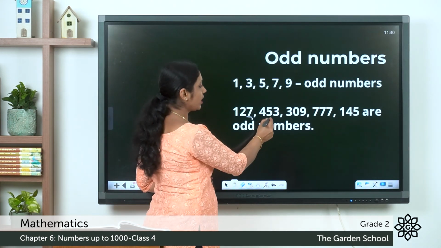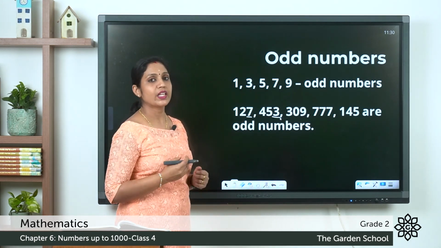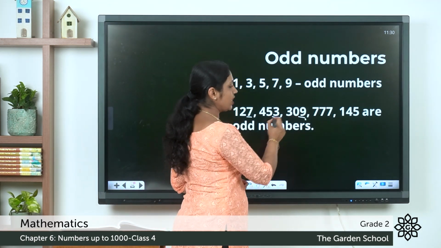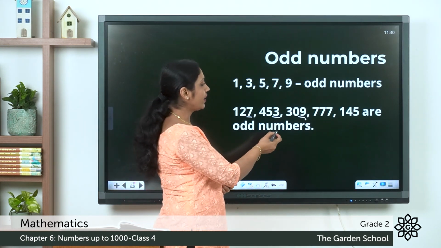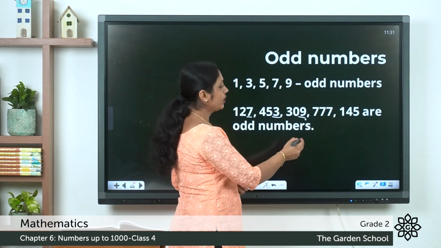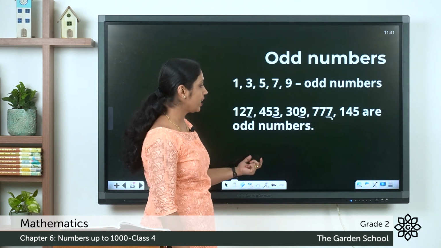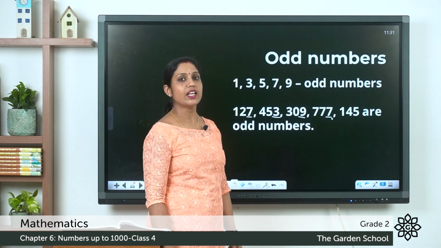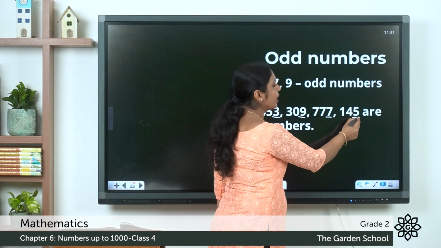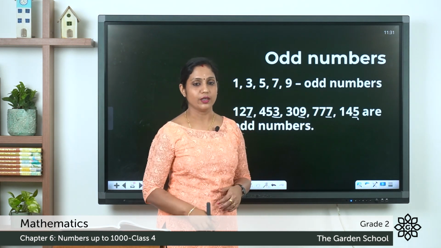453, 3 comes in the ones place. So we can say that the number 453 is an odd number. 309, 9 comes in the ones position. So we can say that 309 is an odd number. In the number 777, the last digit that comes in the ones place is 7. So we can say the number 777 is an odd number. 145, the number 5 comes in the ones place. So we can say 145 is an odd number.